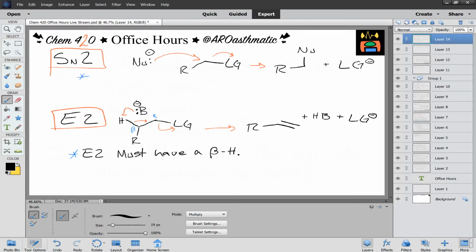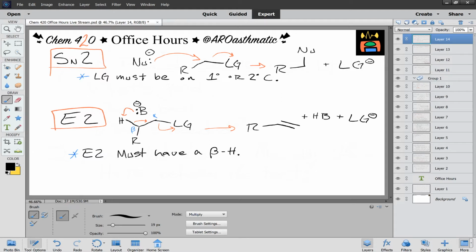Because the nucleophile has to attack the leaving group from the opposite side, from the back, the leaving group cannot be sterically hindered. The leaving group must be on a primary or secondary carbon. If there's a lot of steric bulk on the carbon with the leaving group, then the nucleophile won't be able to get in there and attack.